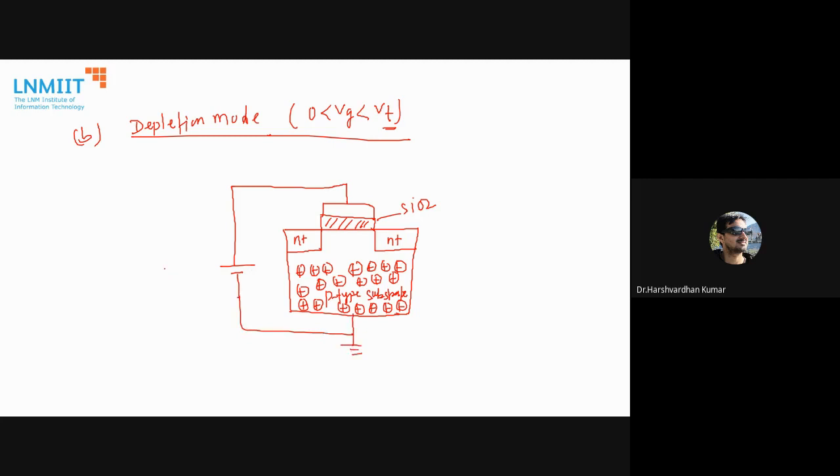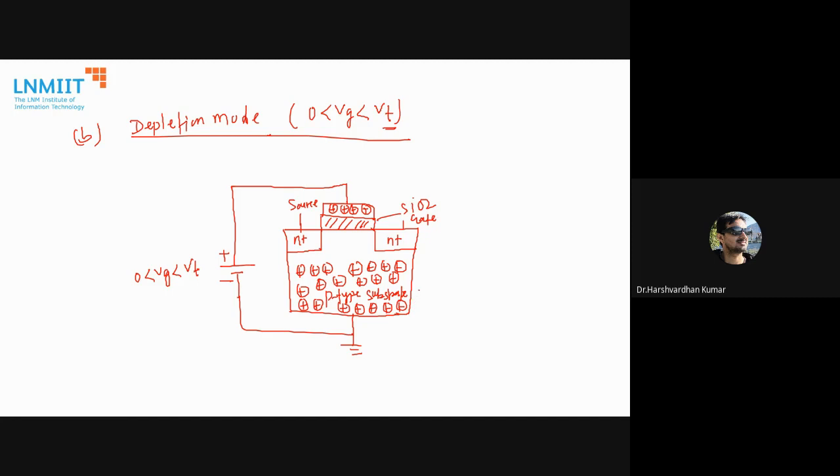Okay, so here is the source, and this is the gate, right? What will happen in this case? Now we are applying positive voltage at the gate. So there will be positive charge carriers at the gate, and in the substrate also there will be positive charge carriers. What will happen in that case?